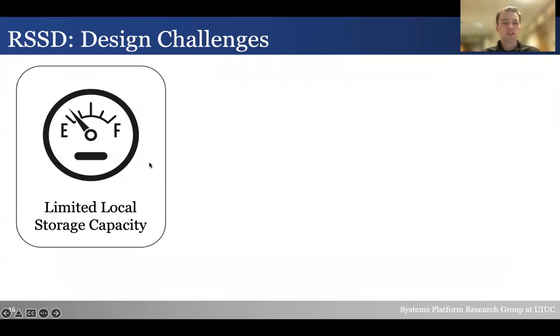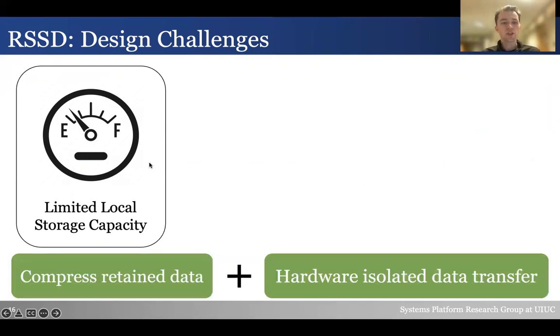However, developing RSSD is not easy. We have to overcome the following challenges. First is the limited local storage capacity. We overcome this by using delta compression on the retained data and network storage codesign to transparently offload stale data to a remote server in a hardware isolated manner.